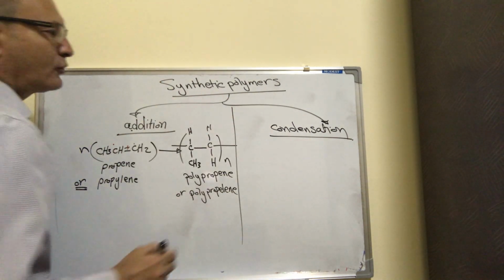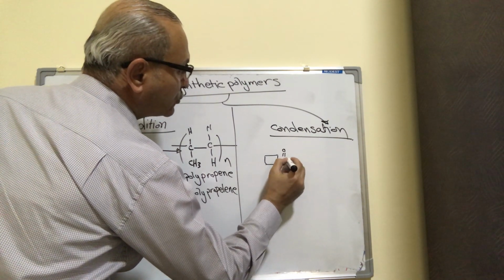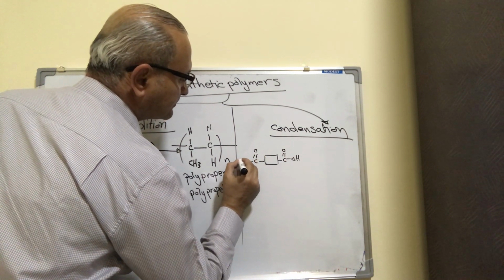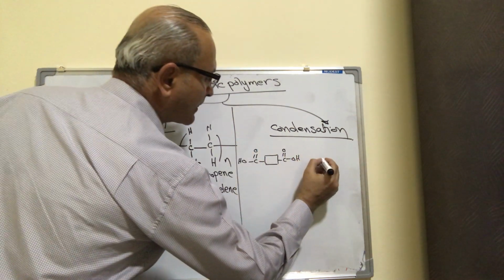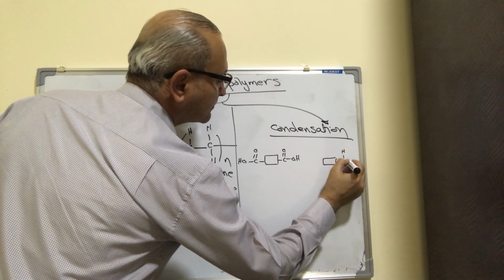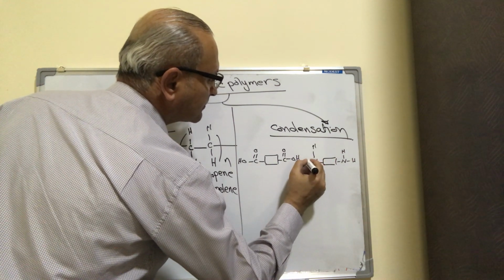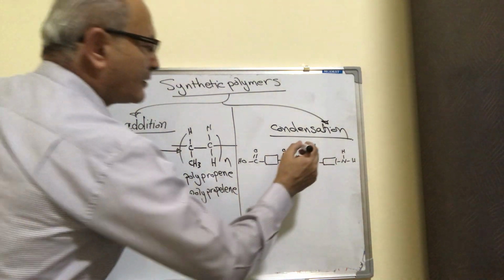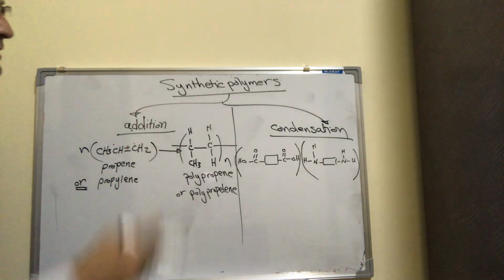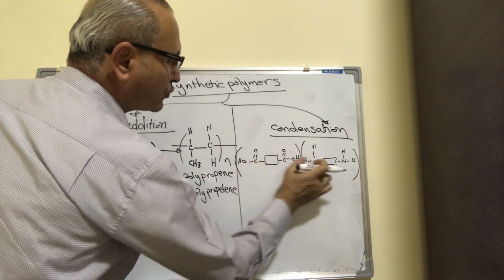Let me give you another example for the condensation. Here we said that we should have two different monomers, each with the same functional group at each side of the same monomer. Here I would choose what? This is monomer 1, this is monomer 2. The conditions: different monomers, each has the same functional group at two ends.